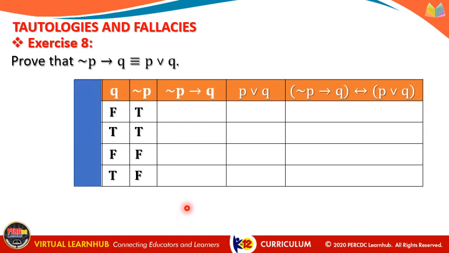Now let us take if not P then Q. Not P is our antecedent, Q is our consequent. The antecedent is true, but the consequent is false. Therefore, this is false. The antecedent is true, the consequent is true, therefore, this is true. The antecedent is false, the consequent is false, therefore, this is true. And lastly, the antecedent is false and the consequent is true. Therefore, what we have is true. So these are the truth values of if not P, then Q.